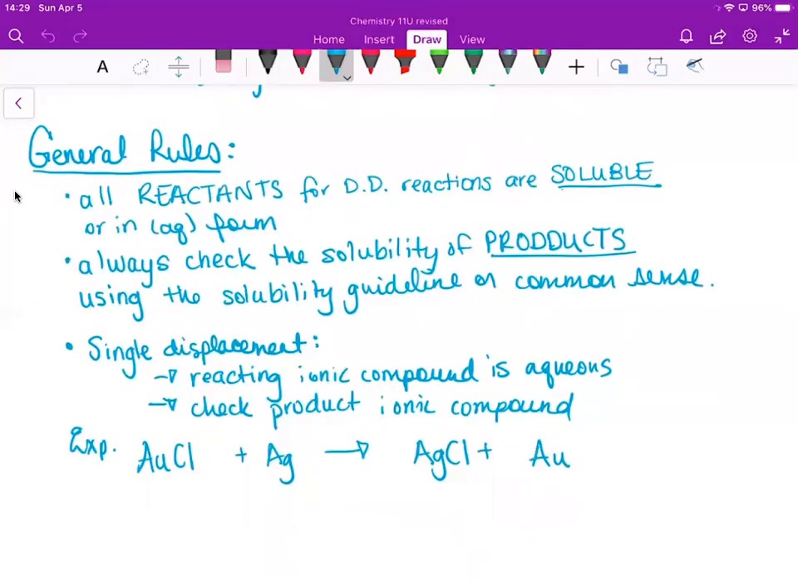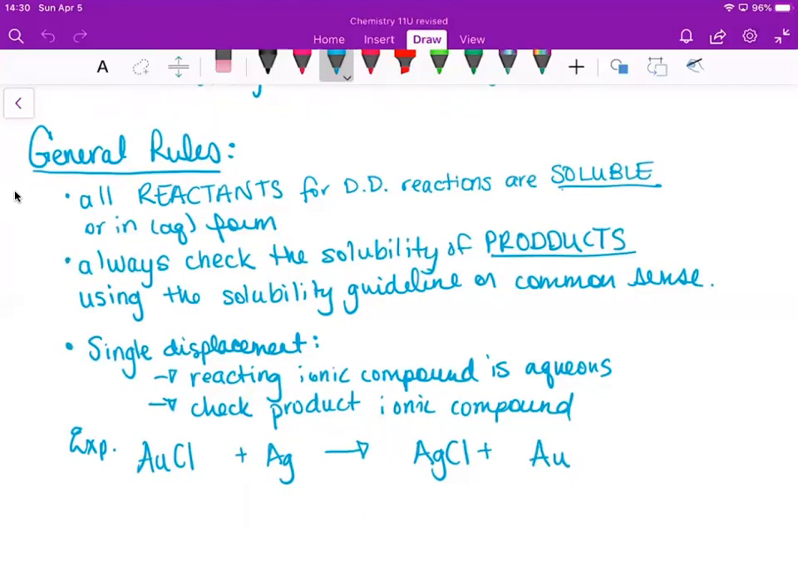Now, for the product side of the double displacement reaction or any reaction, that's when you have to either use your solubility guideline, look at the periodic table, although for double displacement reactions there shouldn't be anything off the periodic table, or use your own common sense. Like H2O, it's going to be liquid, right? You shouldn't put aqueous, it should be liquid.